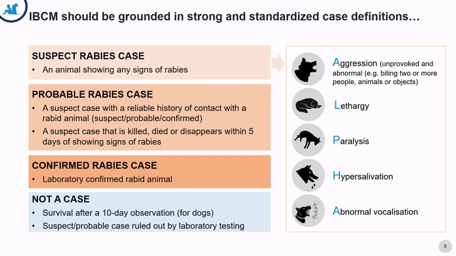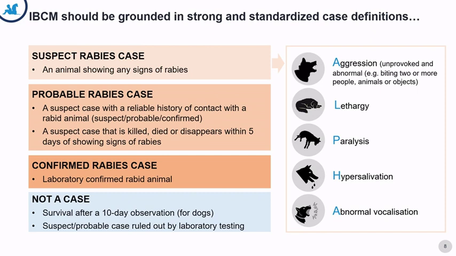Any of these signs, even just one, should place a biting animal into the suspect category, and any exposed persons should consider initiating the rabies vaccination series. Typically, through an IBCM investigation, a proper clinical evaluation of the animal is conducted, including an observation or quarantine period, or testing when indicated, and a final case status is then attributed to the animal at the conclusion of an investigation.